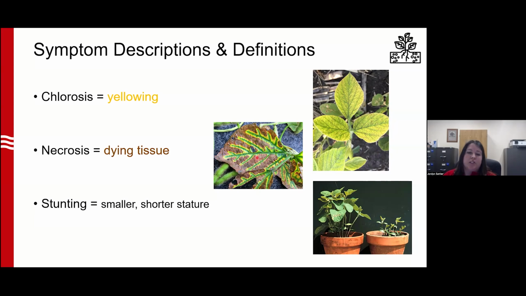Necrosis is dying tissue. It'll look brown, dried out and crumbling, like it's going to fall through, like in these areas of this plant. And then stunting refers to a smaller plant with reduced growth and shorter stature. You'll hear these same symptoms used to describe a number of nutrient deficiencies, and the key difference between them is going to be where the symptoms are located on the plant.